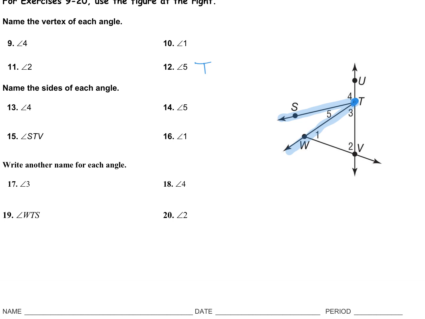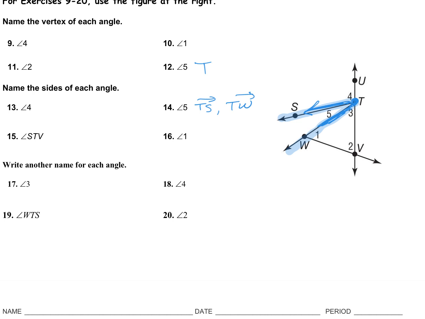The sides, remember, are rays. So if I'm looking at the same angle, angle 5, I would have this ray, which is TS, and then I would also have this ray, which is TW. So those would be the two sides of that angle.